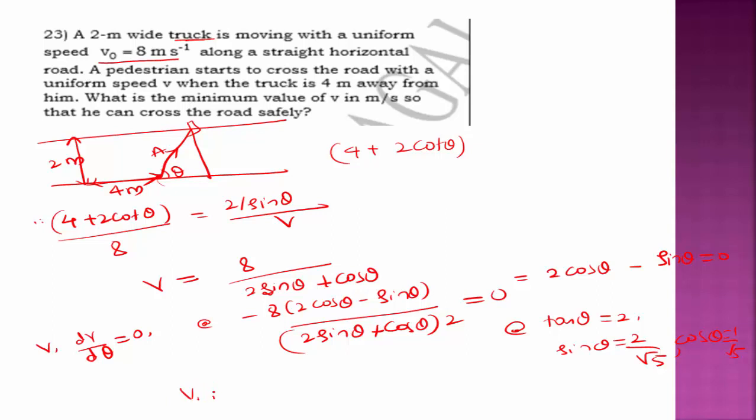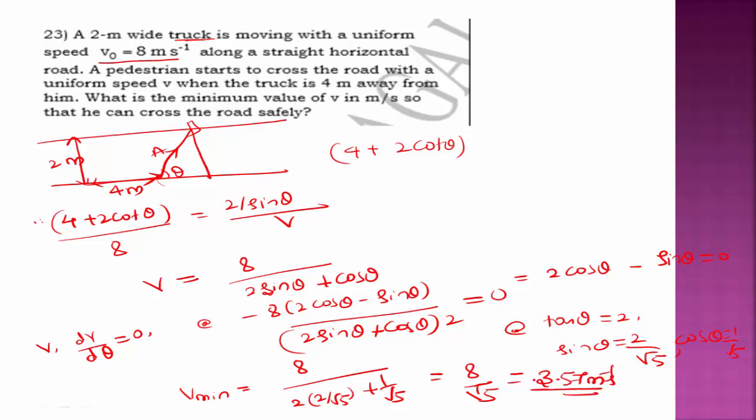Then you get phi minimum equal to 8 divided by 2 into 2 divided by root 5 plus 1 divided by root 5. We get the answer, that is 8 divided by root 5. 8 divided by root 5 exact value is 3.57 meter per second. That's why the minimum value of v, that he can cross the road safely, is 3.57 meter per second. Then the next problem is question number 24.